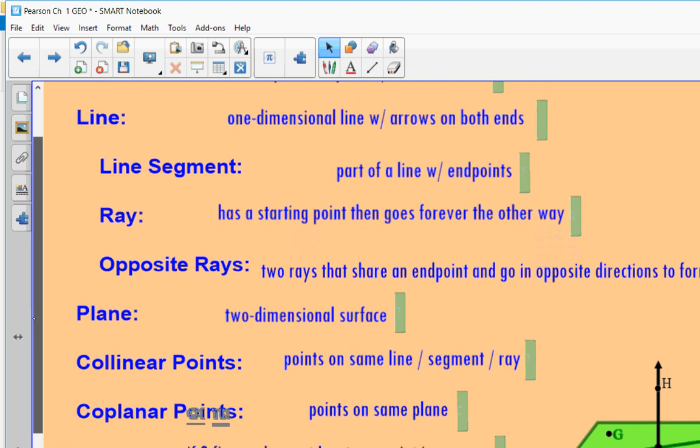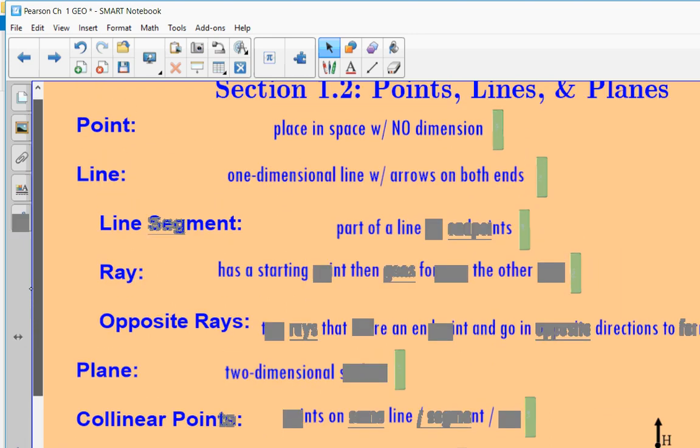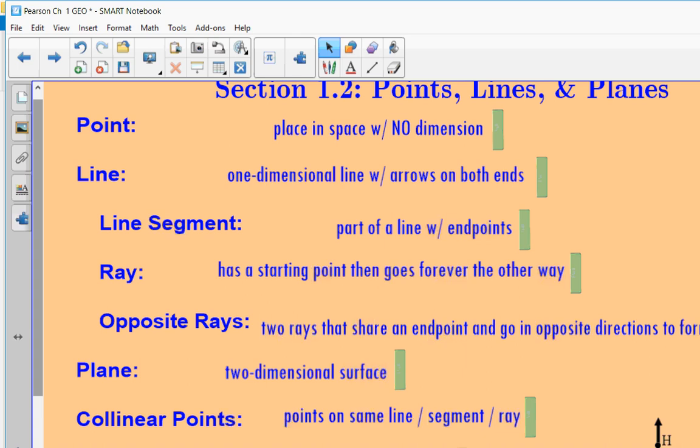Hopefully you can see them all here. If you want to hit pause, take some time to write it down, and when you're done writing them down, you can hit play again. You're ready to go. Okay, so hopefully you got all those definitions written down. What I'm going to do here is draw a picture for each one of you, just to illustrate what it's trying to say.